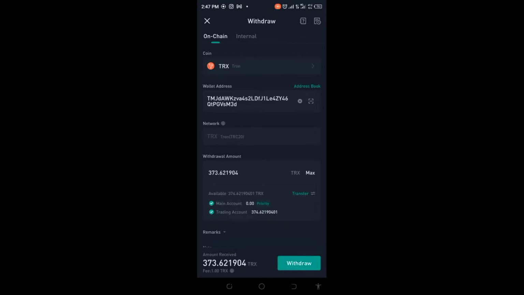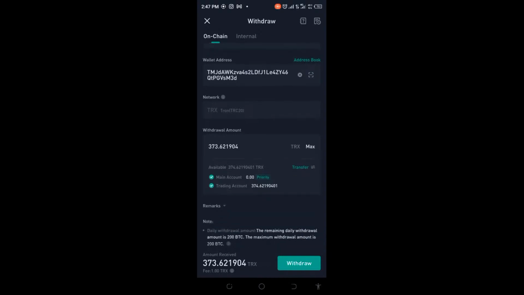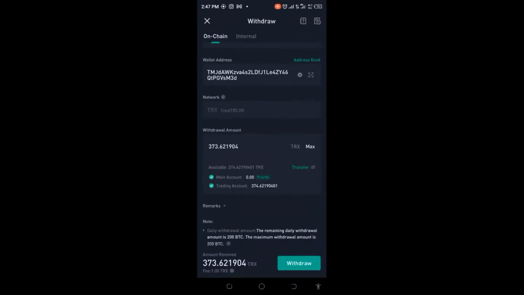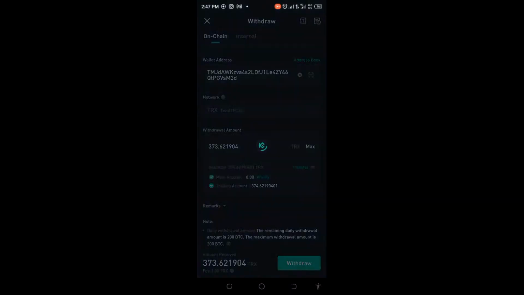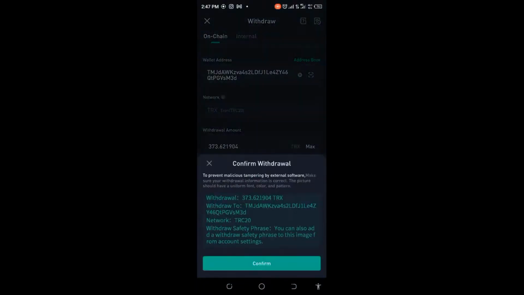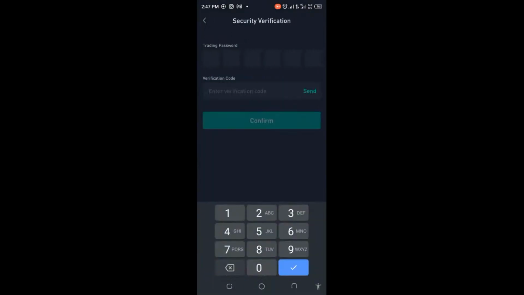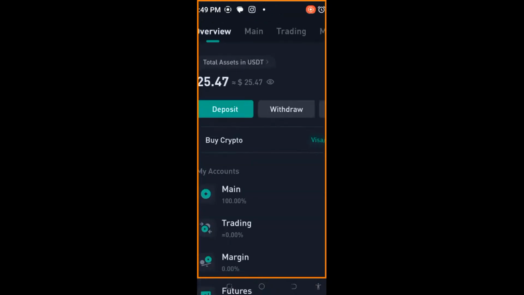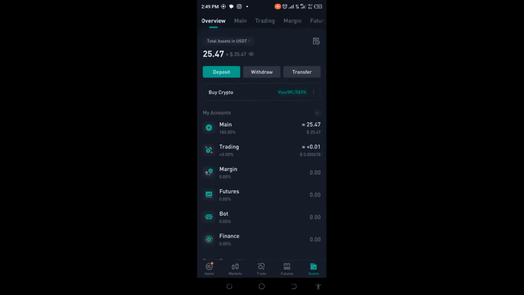Okay, so you can see here what we're going to eventually get is 373.62. That's what we're going to get. This is the entire amount we are going to get, 373.62. So let's go ahead and withdraw. Okay, I'm going to put in my verification and then I'll get back here. Okay, I put in all my verifications, and now it's on the processing point, right? So this equivalent is like 27.47. Let's hope we make profit with it.